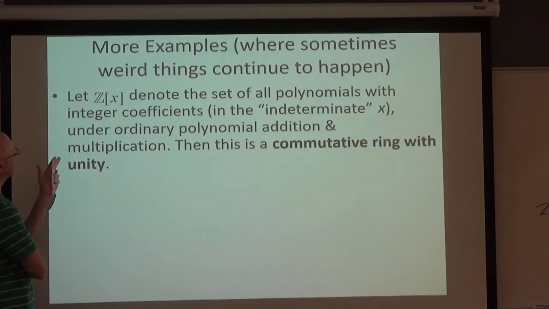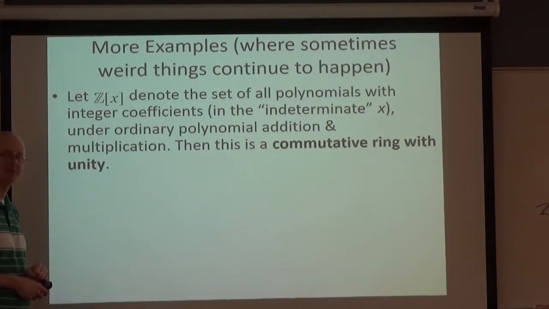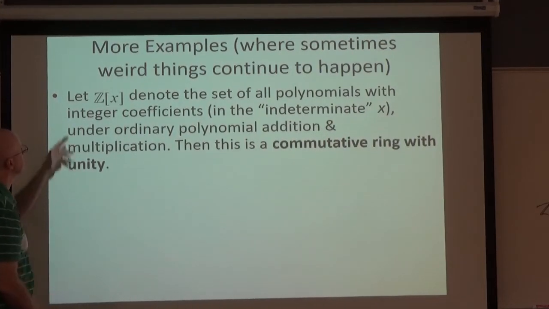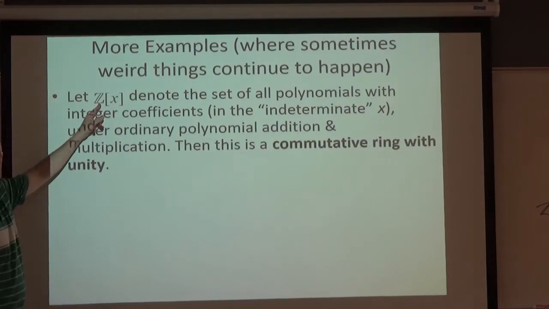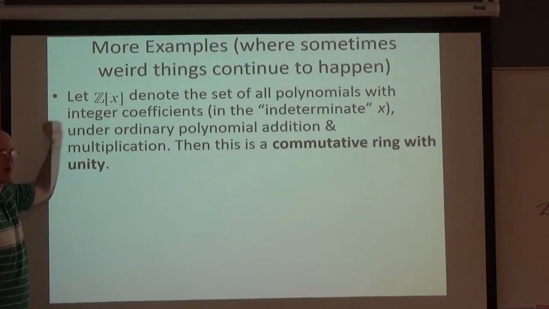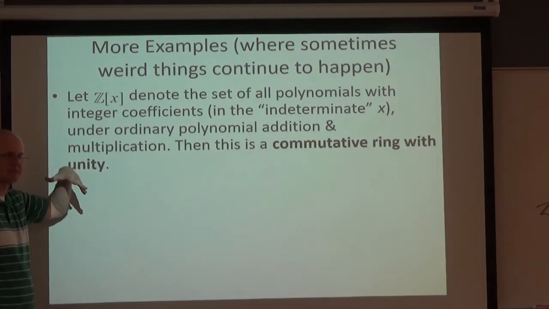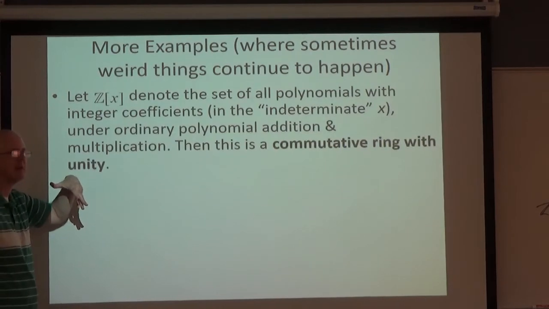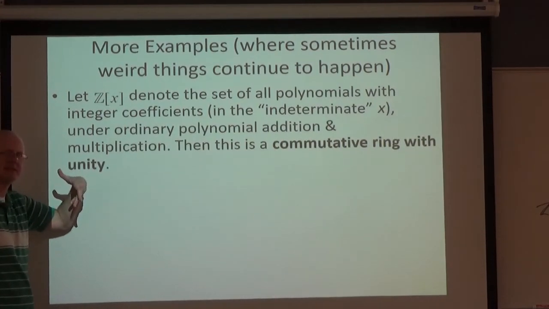Let Z[x], with square brackets around the x, not parentheses, denote the set of all polynomials with integer coefficients. Make sure you write it like that. So the Z emphasizes that the coefficients are integers. The square brackets and the x inside represent the fact that we are saying these are polynomials, and the x is the variable.